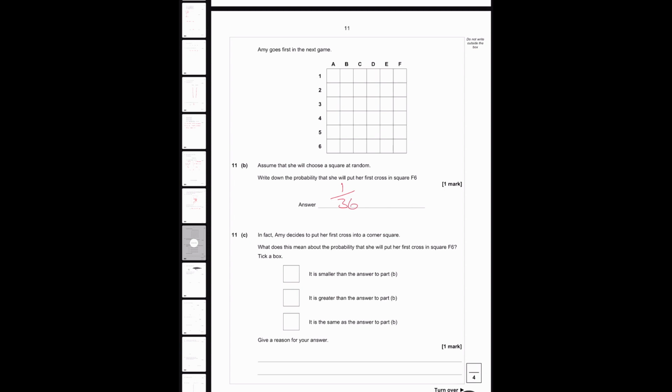If we look at F6, F6 is a corner square, but we have only 4 corner squares, which means that now she only has a 1 in 4 chance of choosing the square that she wants. This means that the probability will increase because she's got less to choose from.